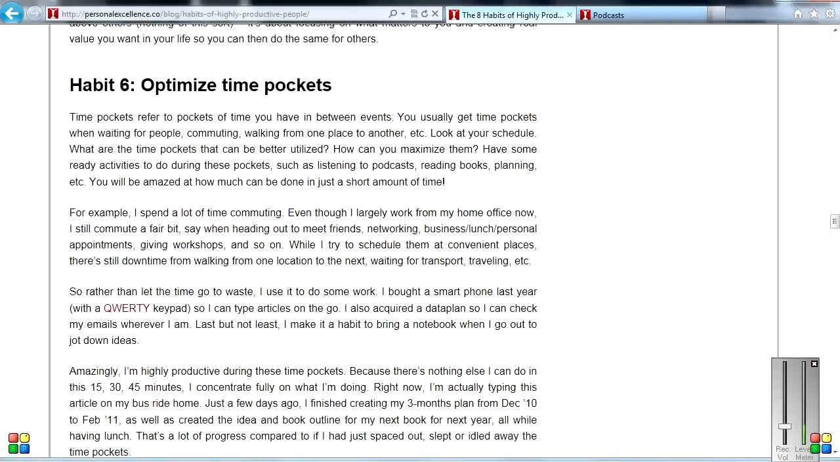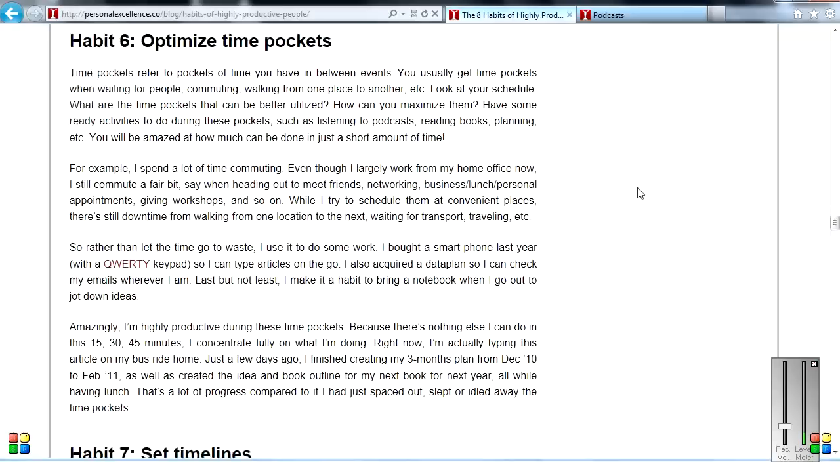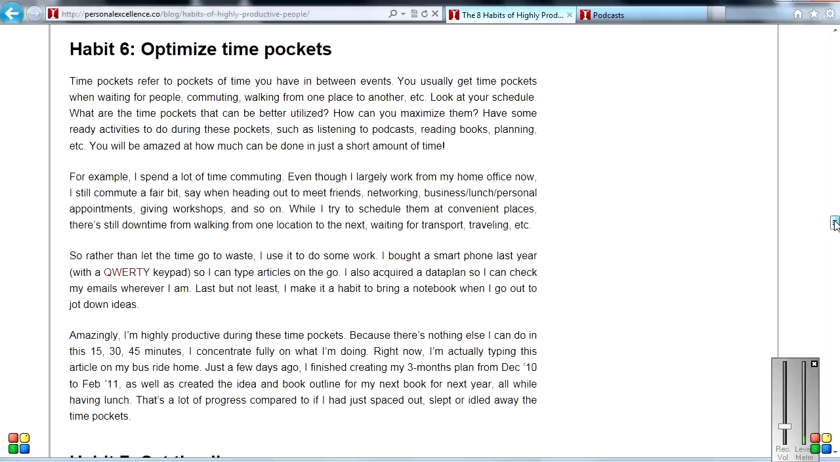Now let's move on to Habit 6. Habit 6 is to optimize time pockets. In Part 1, I said that all of us have 24 hours a day, but everybody has different output based on how they utilize the 24 hours. And I always think that there are a lot of opportunities for us to maximize our time. It's just whether we see them or not.